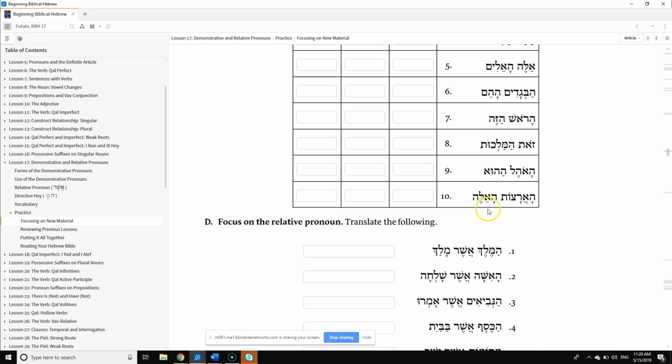Ha'aratzot, ha'ele. Ha'ele is our demonstrative. It could be feminine or masculine depending on the noun. Here we've got a feminine plural ending, so we know it's feminine. So ha'ele is feminine plural, and since it has the article, this will be an attributive construction. So the way we would translate this would be these lands. All right, these lands for number 10.